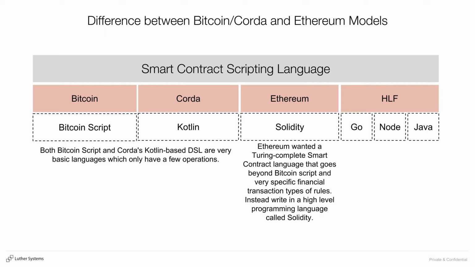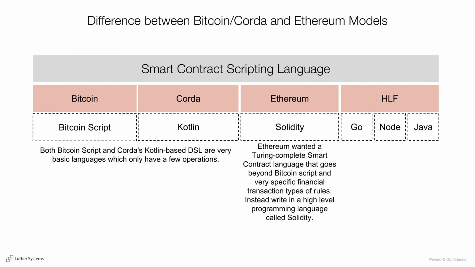Now in Ethereum, the key idea behind that as an alternative to Bitcoin was they wanted what they call a Turing-complete smart contract language. So they wanted to go beyond Bitcoin script, where Bitcoin had this very specific financial transaction types of rules.